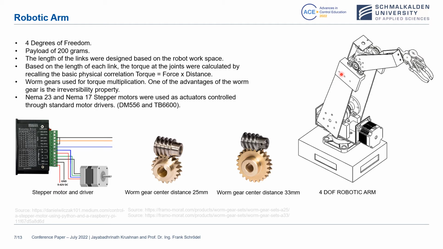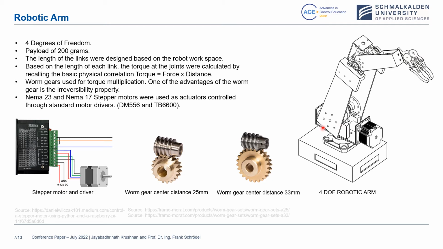So the length of the links were decided based on the robot workspace. After the lengths were decided, the torque at each joint was calculated using the basic physical correlation: torque is equal to force into distance. In order to keep the robotic arm compact in size, smaller drives such as NEMA 17 and NEMA 23 were used. Because of the insufficiency in torque, worm gears were used for torque multiplication.